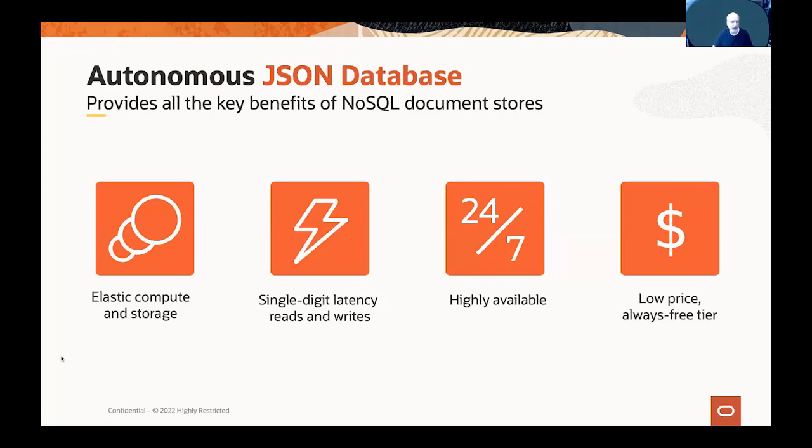It's fully elastic. You can scale up and down very easily. You've got very fast access to your data. We have single-digit millisecond access for reads and writes. It's highly available, and it's low priced. It's actually priced at the bring your own license level that we have for autonomous transaction processing, although you don't need a license. So it's particularly suited for customers who don't have existing Oracle licenses they need to use on the cloud.